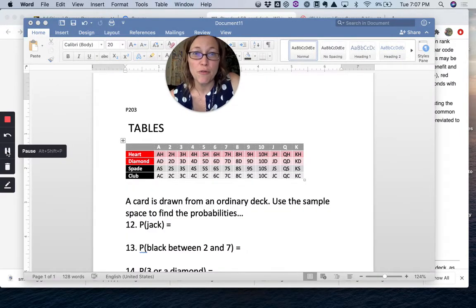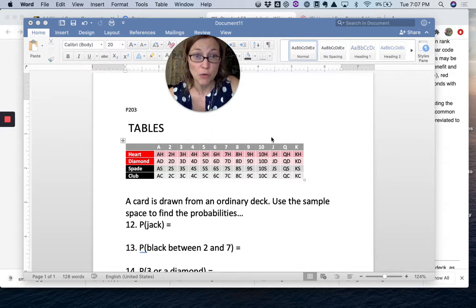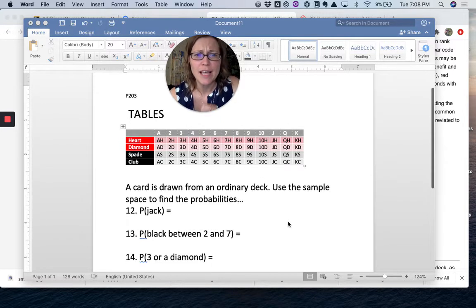Page 203 talks specifically about using tables as a tool to identify sample spaces and solve probability questions. They have a table for you on page 203. I have recreated it here. We're going to answer some questions, starting with number 12. A card is drawn, one card, from an ordinary deck. Use the sample space to find the probabilities.